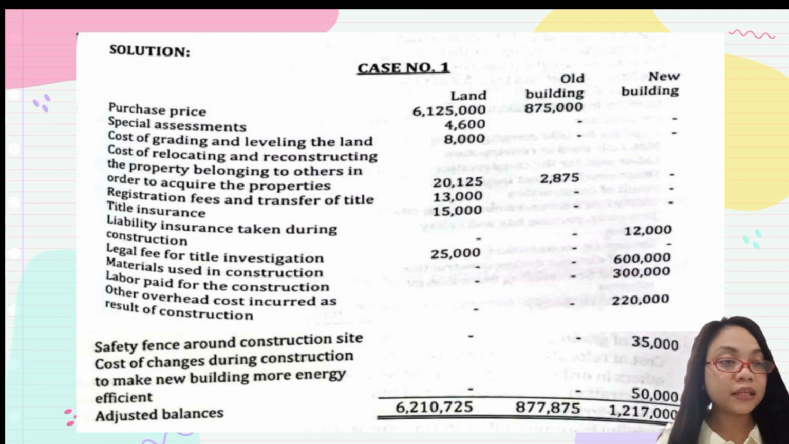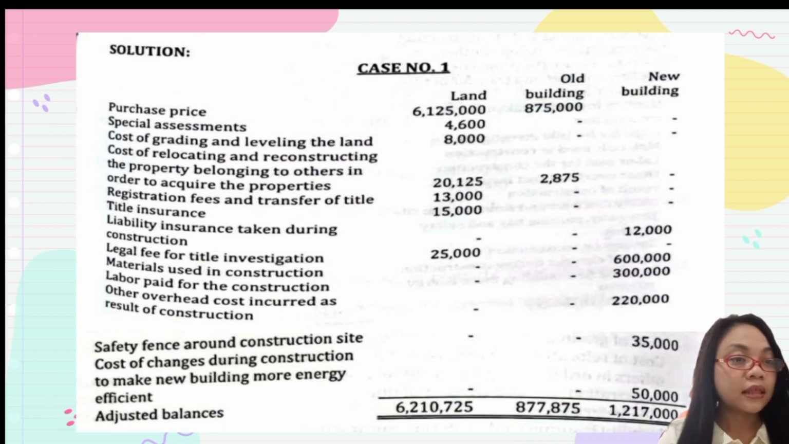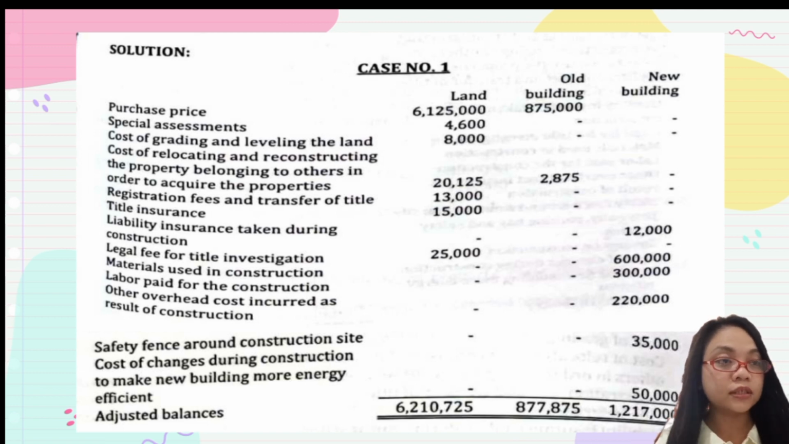Then next, you have liability insurance taken during construction. It is the liability insurance taken during construction since this is the insurance taken during the construction process. So, it is attributed as part of the cost of construction of the new building, amounting to 12,000. Then, you have legal fee for title investigation na directly attributed po sa cost of the land alone.